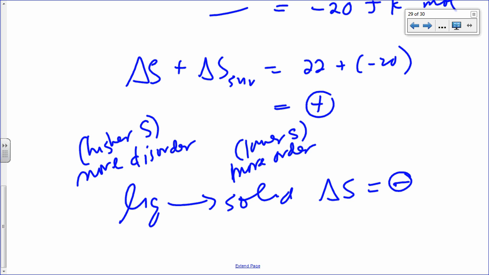We don't know about the surroundings. You're only looking at the system. You have to look at the system and the surroundings. When is this going to happen, actually? At low temperatures, right? Why does it happen at low temperatures? So why does this happen in the winter but not in the summer? Why does liquid water freeze in the winter but not in the summer?